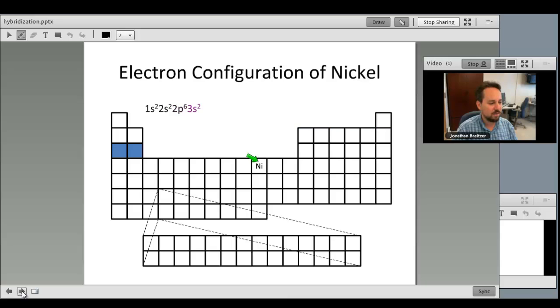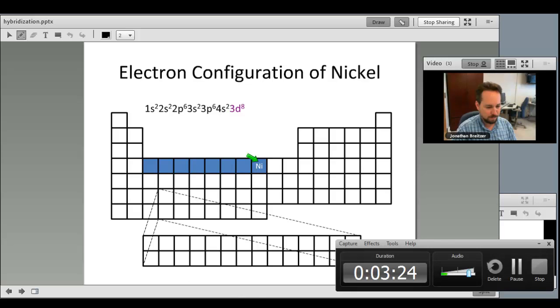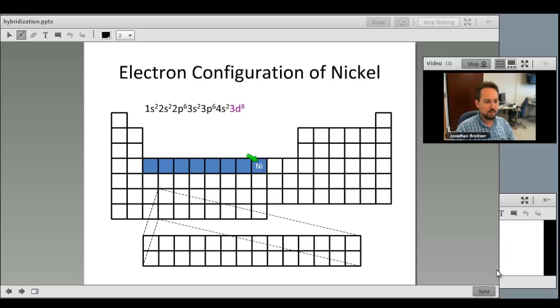Then after that you have 3s2, 3p6, 4s2, and then up to nickel will get you to 3d8. Go up to and including your element. Now 3d can have up to 10 electrons, but here we don't have enough electrons to completely fill the D shell. You can have fewer than a maximum number, but you cannot have more. So that's why nickel stops at 3d8. Okay, so that's for nickel.